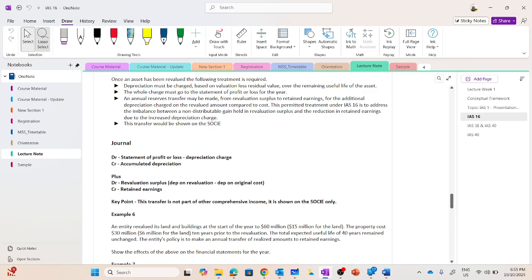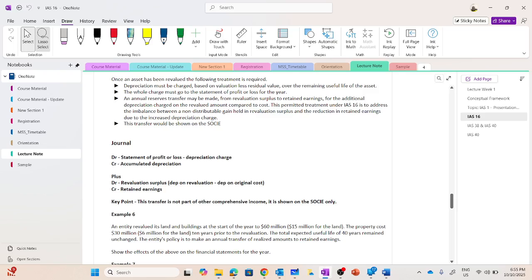So now, for the revaluation surplus, the depreciation on revaluation minus depreciation on the original cost, as I mentioned earlier, the previous depreciation has been 30, while the current depreciation is 35. So automatically, the excess depreciation of 5, we are going to account for it. We are going to debit the revaluation surplus, and we are going to credit the retained earnings. So this is the journal, and this is the double entry we need to know.